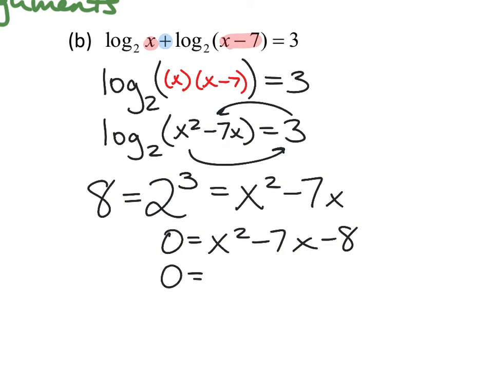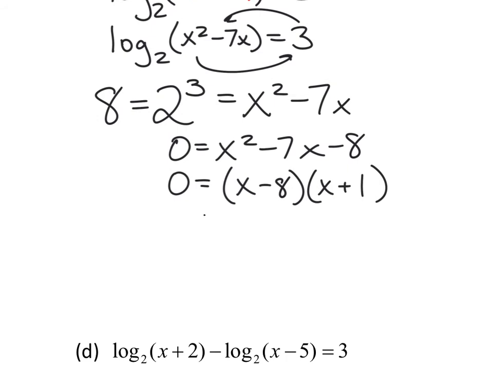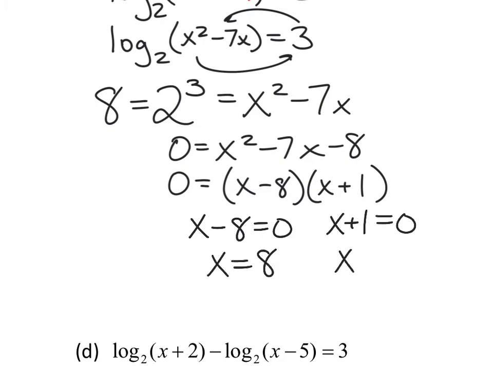Let me factor so that I can solve. The numbers that multiply to negative 8 and add to negative 7 are negative 8 and positive 1. From there, the zero product property tells me that x minus 8 equals 0 and x plus 1 equals 0, such that x is equal to 8 and x is equal to -1.